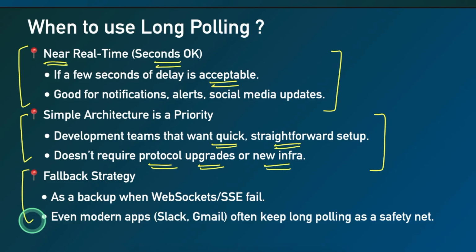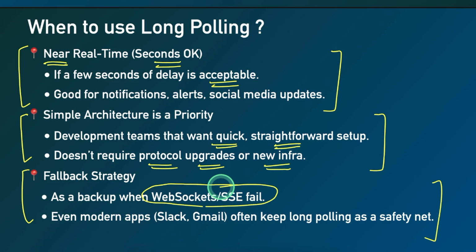And finally, long polling is used as a fallback strategy. If WebSockets or server sent events fail for any reason, long polling is used as a backup. Even modern applications like Slack and Gmail keep long polling as a backup and safety net whenever other techniques like WebSockets and server sent events fail. So if you're working on a product that needs to be robust and reliable, it would be appropriate to have something like long polling in the backup strategy whenever other techniques of fetching real-time data fail.